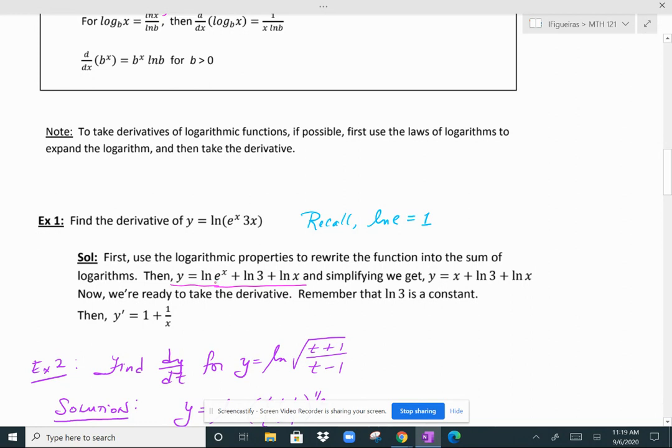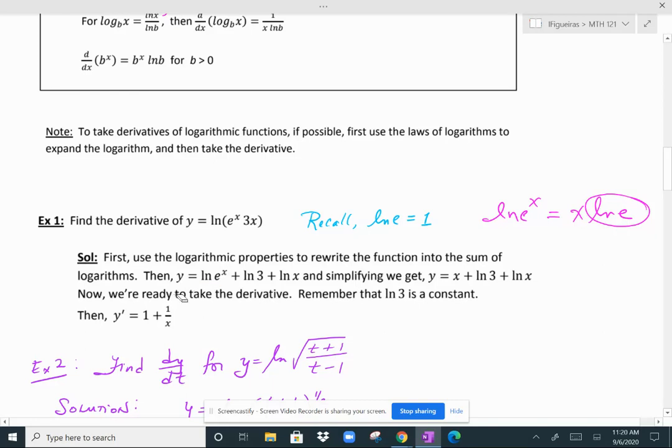But remember, ln of e to the x, well, that's the same as just x, right? Because ln of e to the x is the same as x ln of e. And remember, ln of e is 1. So that's just x. Then I have ln of 3 plus ln of x. So now this is what I have to take the derivative of, which is actually pretty easy because I just have 3 different expressions. Ln of 3, the one in the middle, is just a constant, and we know that the derivative of a constant is 0.